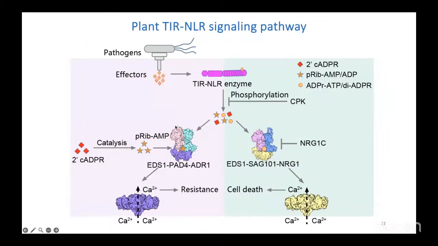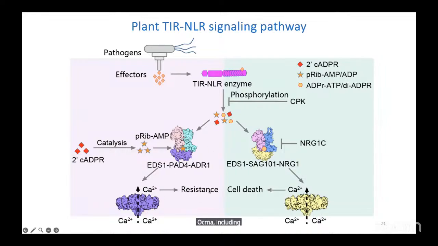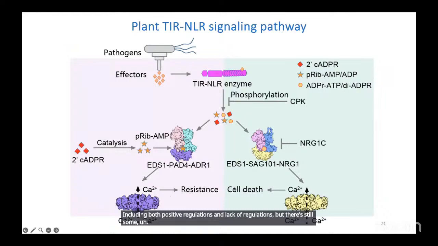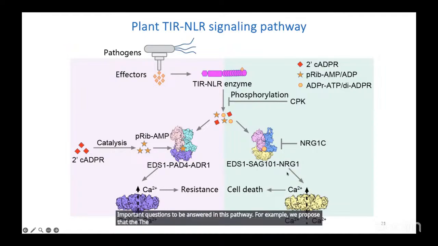Our study revealed some key signaling events of how the enzymatic activity of TNLs activates the calcium channel activity of CCR-NLRs, including both positive regulation and negative regulation. But there are still some important questions to be answered in this pathway. For example, we propose that the two heterotrimers likely function as an intermediate state. So do they have a function in regulating plant immunity?